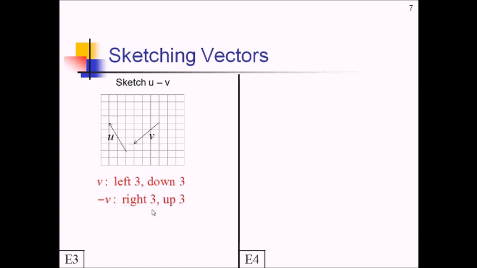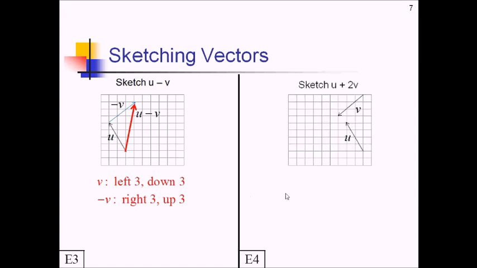So I'm going to go to the tip of u again, because that was my first vector here, and then I'm just going to go in this direction. Right 3 is this way, up 3, and there we are. Now I'm going to draw that resultant arrow, beginning of u to the end of negative v, and this gives us our resulting vector. We'll do one more of these. This time do u plus 2v.